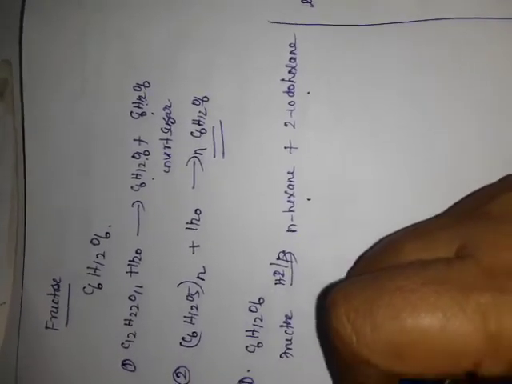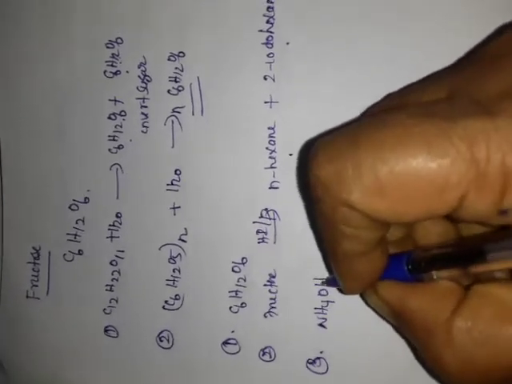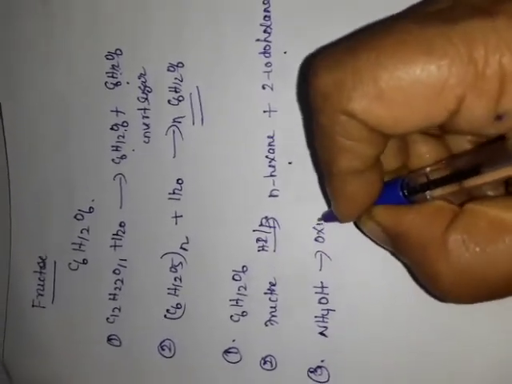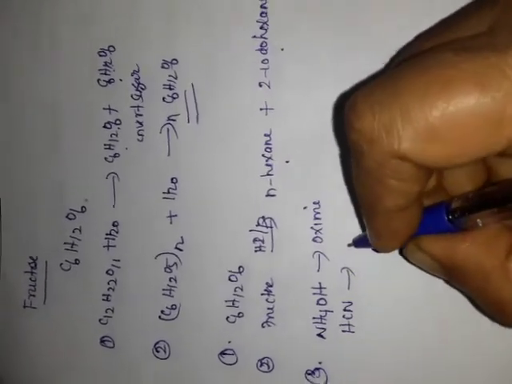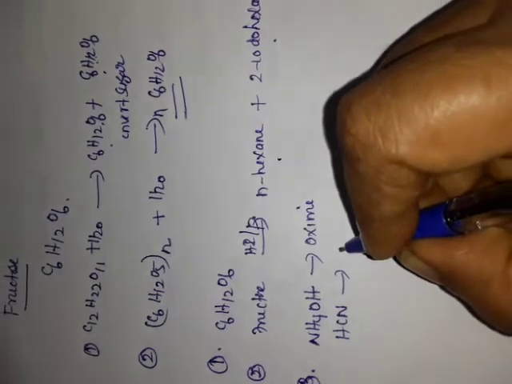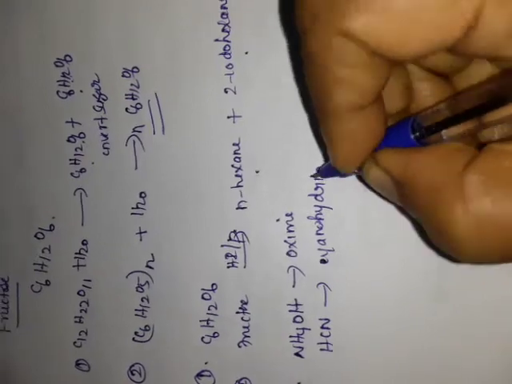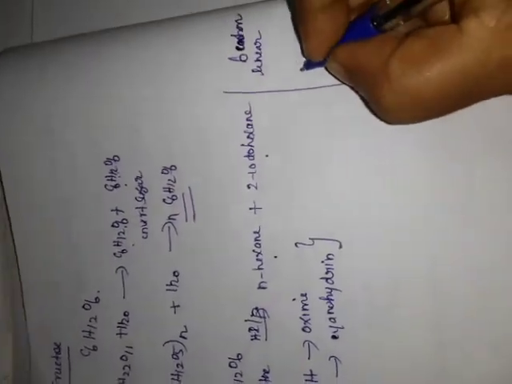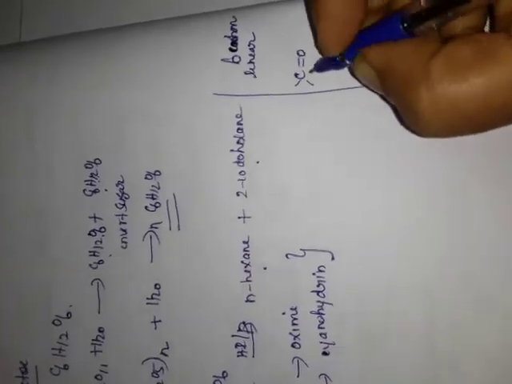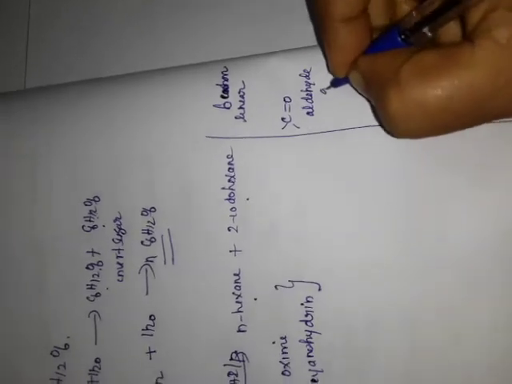Third one, fructose reacts with ammonium hydroxide to give oxime, then treated with hydrogen cyanide to give cyanohydrin. These reactions indicate the presence of a carbonyl group, C=O. C=O may be aldehyde or ketone or keto group. Any one is present here.